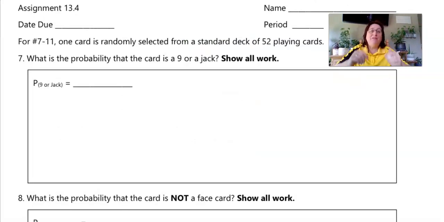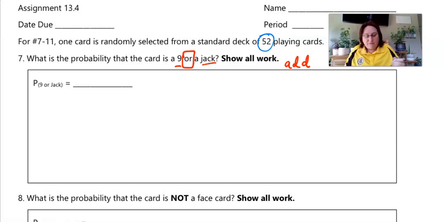All right, ladies and gents, we're down here at number 7, and I want you guys to notice on the instructions it says for 7 through 11, you're going to randomly select one card out of a standard deck of 52 playing cards. Oh, that was nice of them. They told us our total sample set. So we're dealing out of 52 cards. Number 7 says, what is the probability that a card is a 9 or the card is a jack? So, guys, we see that keyword "or," don't we? That means that we're going to add those two probabilities together.